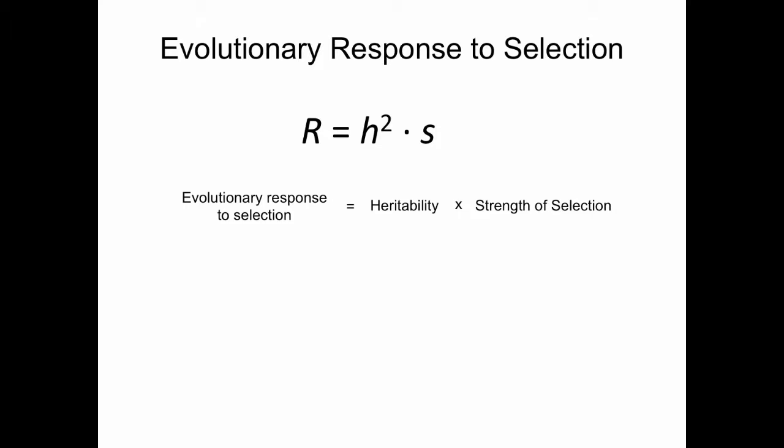So we modeled before the evolutionary response to selection by basically saying the evolutionary response to selection is due to heritability multiplied times the strength of directional selection in this case. And this is good because you can actually now put numbers on these and see how fast you expect a population to be evolving. But this only works for a single trait.